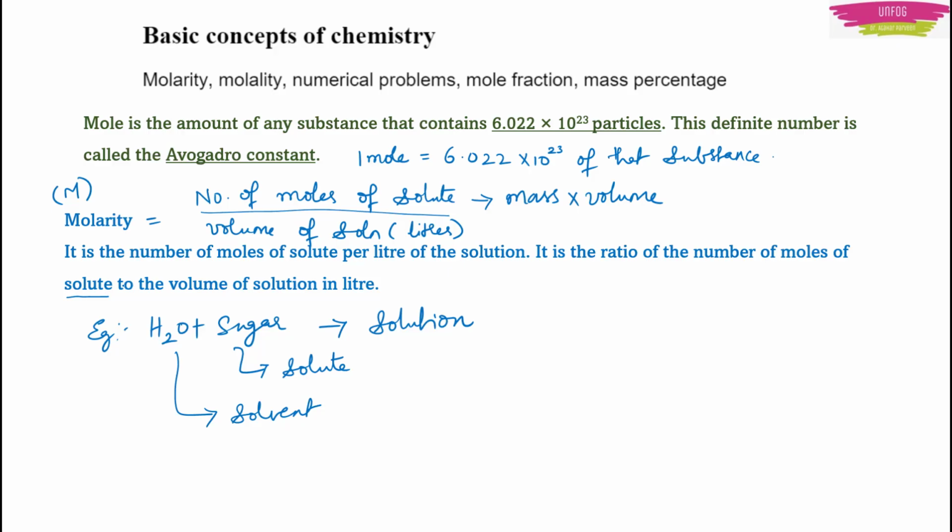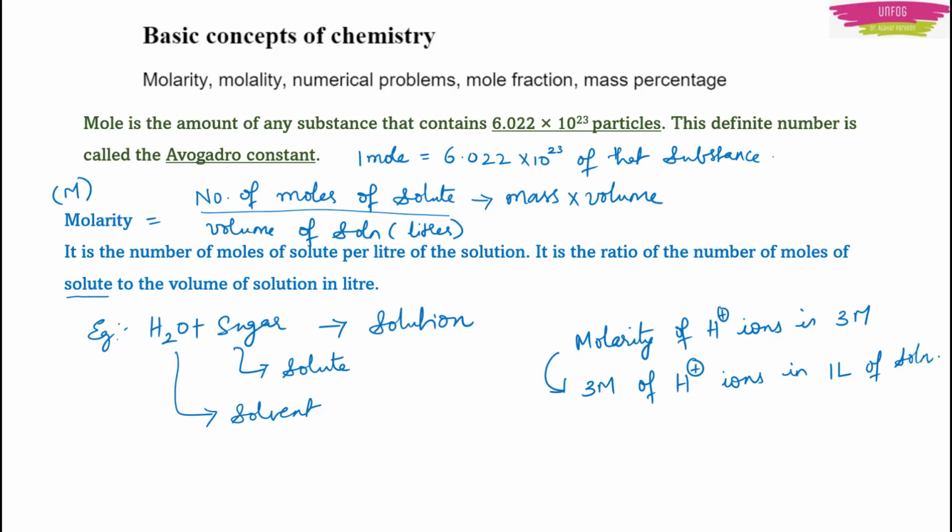Now, if you are still not getting what I am trying to say about molarity, I will give you one more example. Let us understand it this way. See, if we say that molarity of H plus ions is 3 M, that means I am saying that 3 moles of H plus ions are present in 1 liter of solution. Okay. When I say that molarity of H plus ions is 3 M, I say that 3 moles of H plus ions are present in 1 liter of solution.